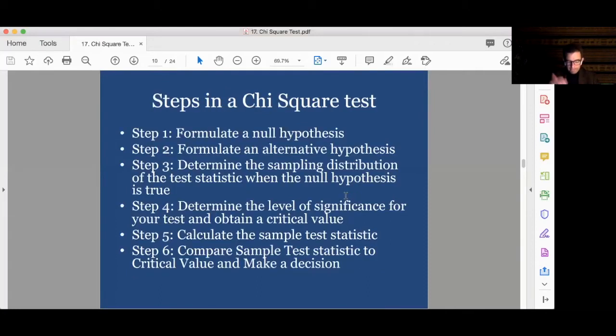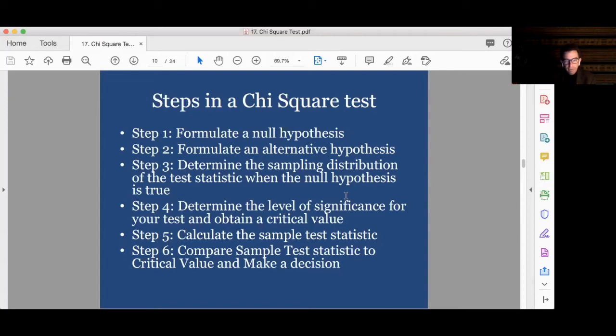So these are the steps that go into a chi-square test. The first two are pretty straightforward because you are just formulating the hypothesis. Now, in step 3, you're going to determine what this distribution of test statistics looks like when the null is true. That is, when there is no relationship in the population, right? You're just seeing what you're going to compare your table to.